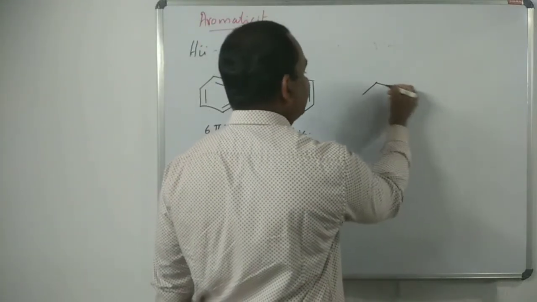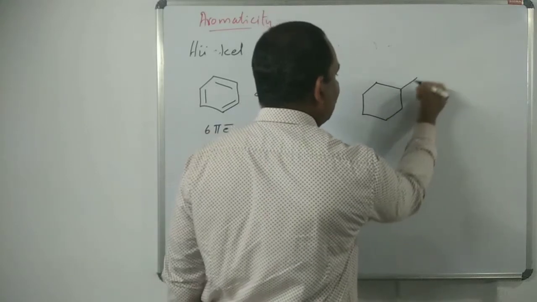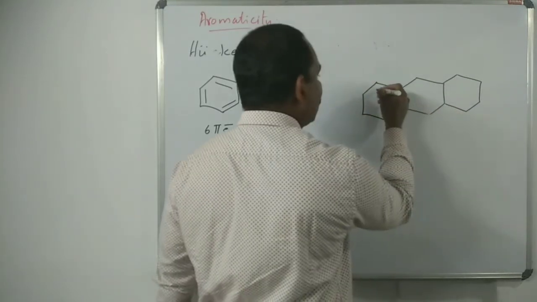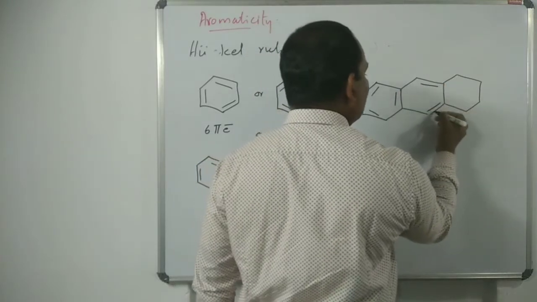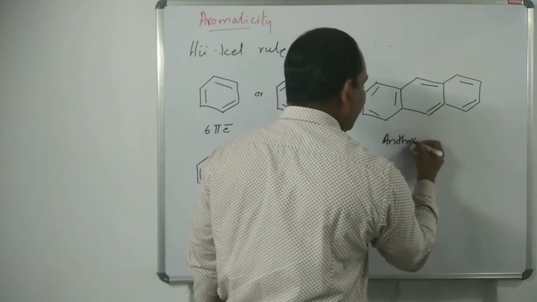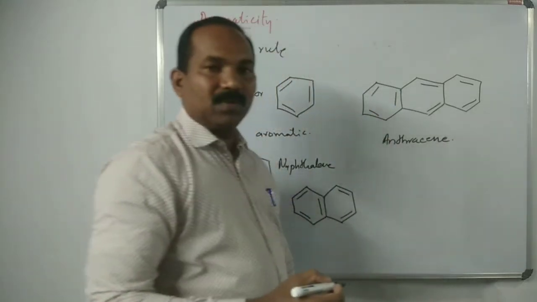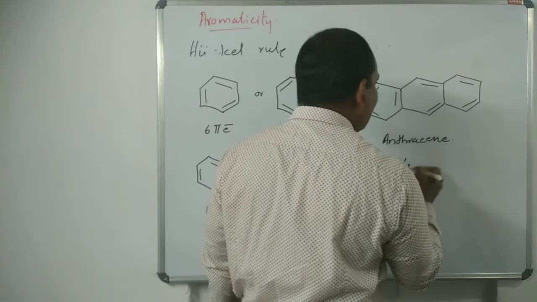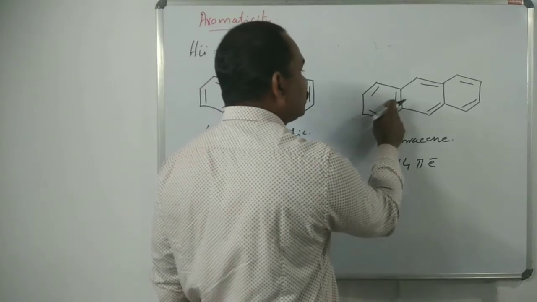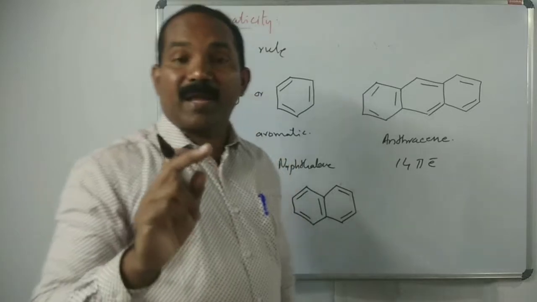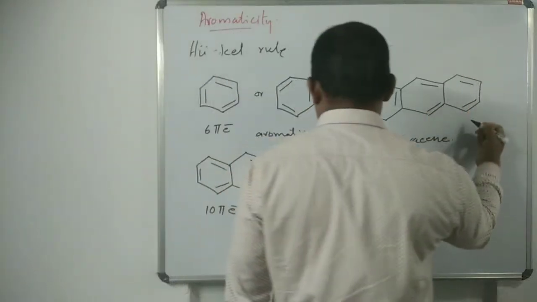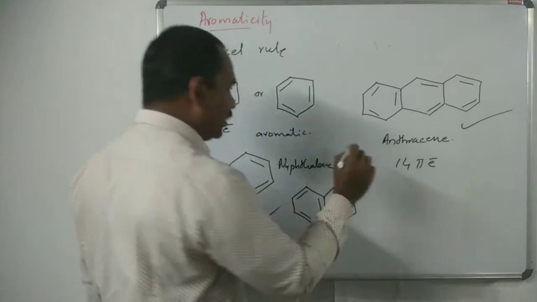Another is anthracene. In anthracene, 3 benzene rings are joined. This compound contains 14 pi electrons, and delocalization is also possible. Let's count: 1, 2, 3, 4, 5, 6, 7 pi bonds, so 7 into 2 is 14 pi electrons. It is aromatic.